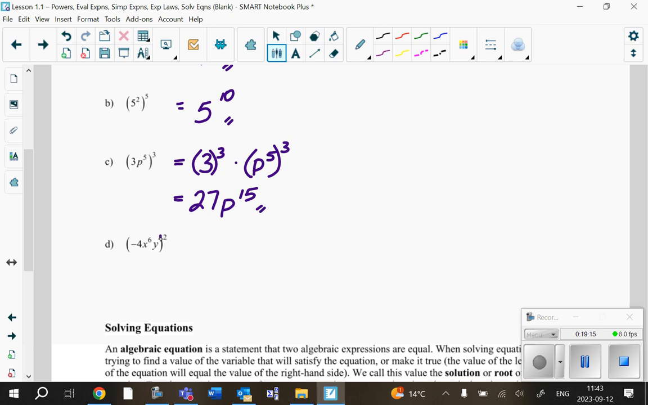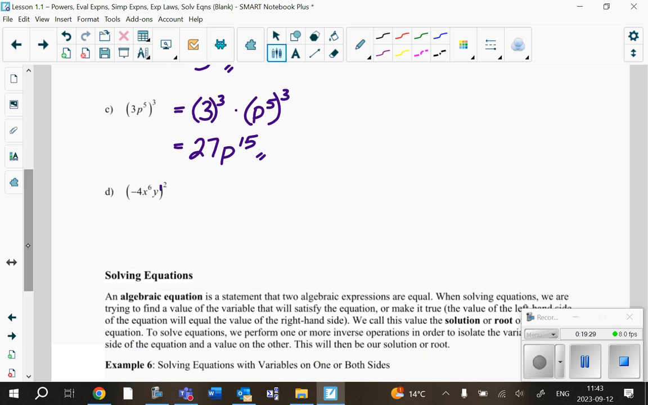Oh, that doesn't look quite right. Put it down there. Everything inside has to be squared. Anyone want to take a shot? Sure. Nice. Perfect. All right.